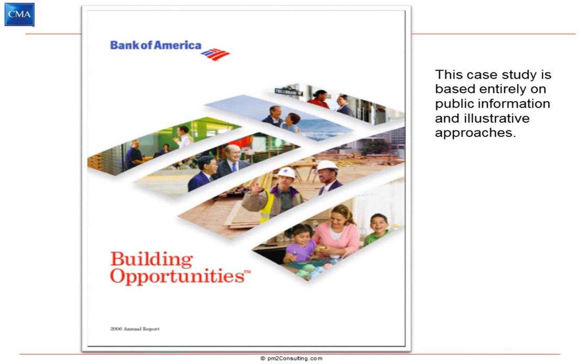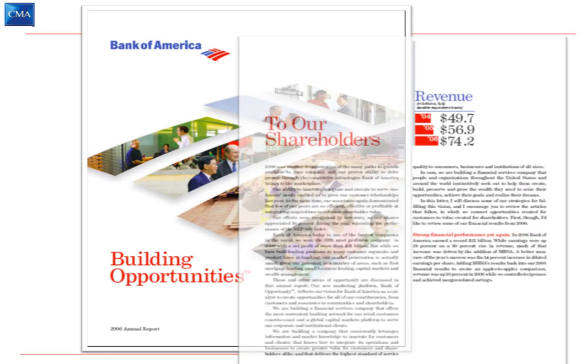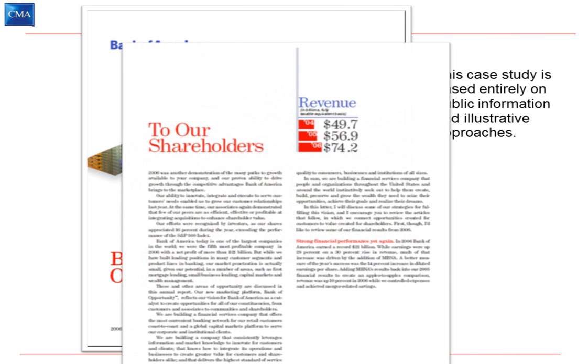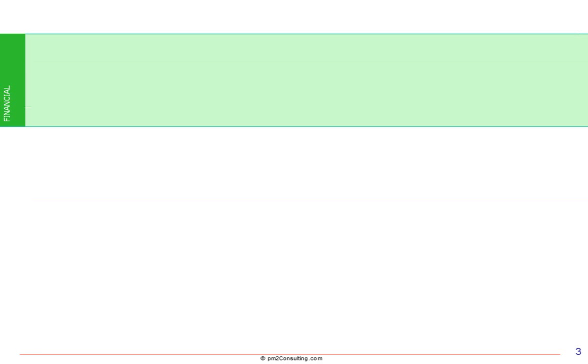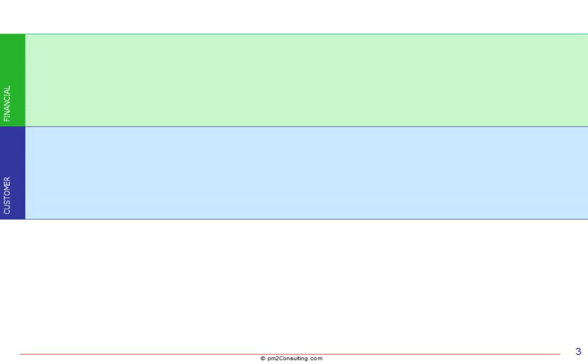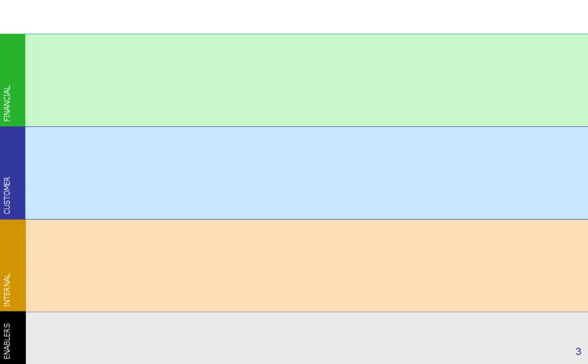So, with the Bank of America in 2006, they produced their annual report, and inside the annual report, the CEO outlined a number of key strategic objectives and mission statements that the organization needs to move towards. We're going to use this as the foundation. We're going to use the balanced scorecard in the four perspectives of financial, customer, internal, and enablers.